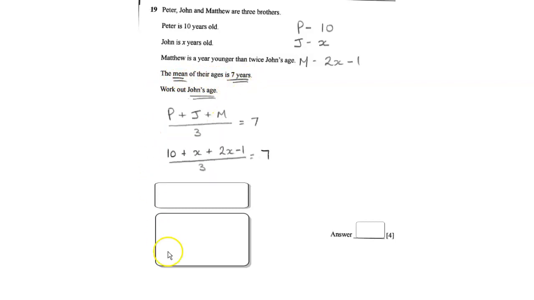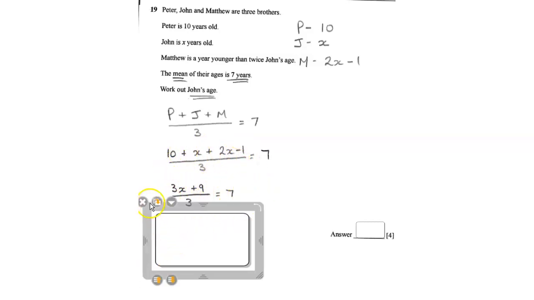The next step is you just substitute everything that you know. So Peter is 10, John is x years old, and Matthew is 2x minus 1. So you add them all together and then divide by 3 and equal 7. Top half of the fraction, you can simplify it down. So you can see x plus 2x is 3x, 10 take away 1 is 9. And we've now got an algebra equation that we can easily work out.